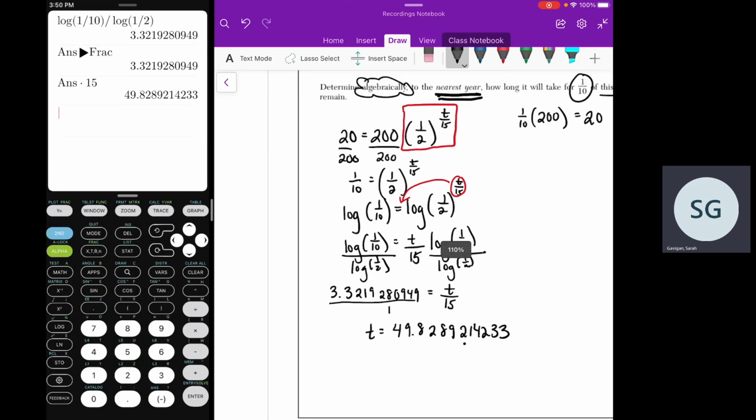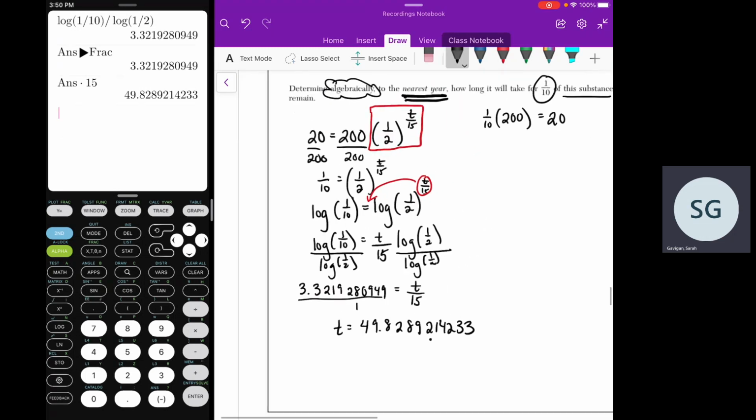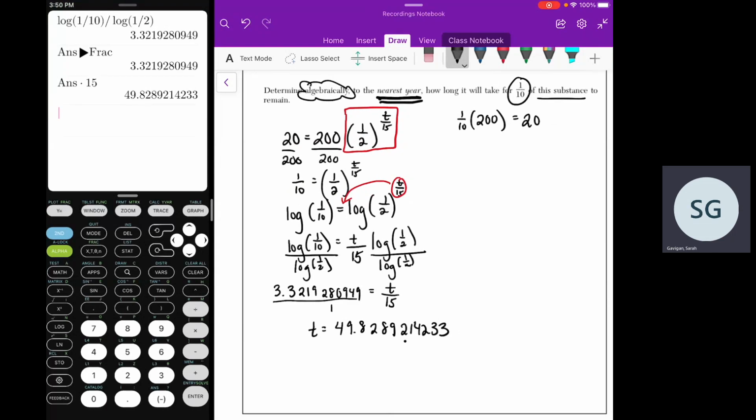Okay, so now we go back up and we reread stuff that we highlighted. Determine algebraically, check, did it to the nearest year. Okay, so it's 49 point something. So 5 or above, give it a shove. My answer is going to be 50 years. How long it'll take for 1/10 of the substance to remain.